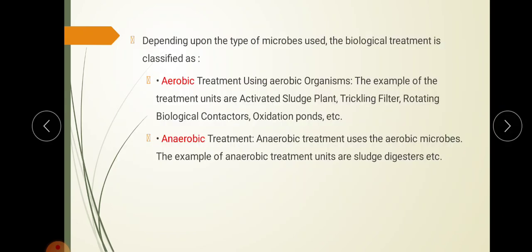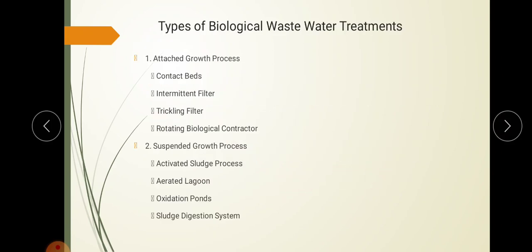Examples of aerobic treatment are the activated sludge plant, trickling filter, rotating biological contactor and oxidation pond, and an anaerobic example is sludge digesters. And next is the classification based on the microbial condition. That is, first attached growth process, second suspended growth process, and last combined process.